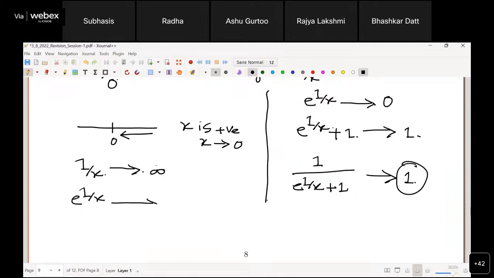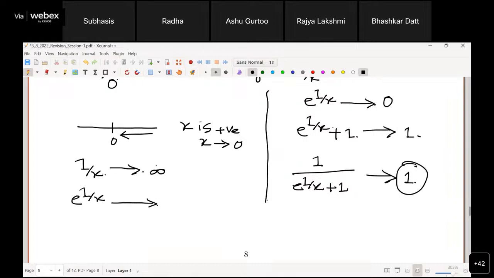Sir, just one thing I wanted to ask. Whenever we have the 1 by 0 form, we say that it's indeterminate. We are not saying that it's going to infinity, right? But here you are saying 1 by x, when x tends to 0, then it's going to infinity. Isn't that contradictory?